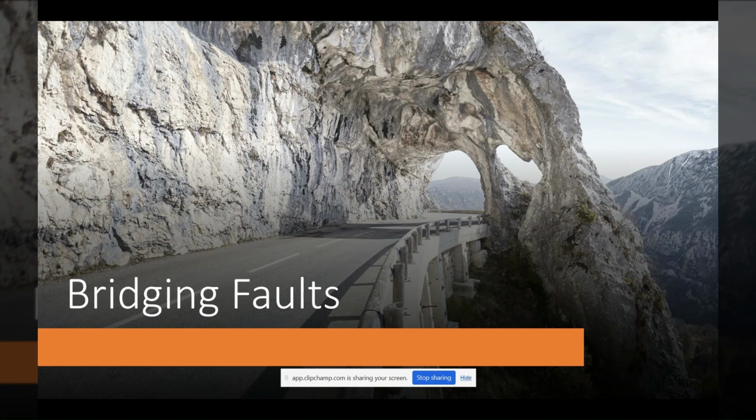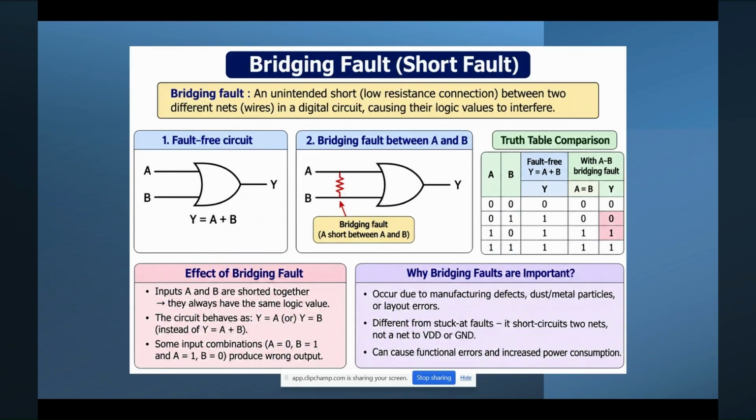In this video lecture, we will see about bridging faults. A bridging fault or short fault is an unintended short or low resistance connection between two different nets in a digital circuit, causing the logic values to interfere. So it is not like a stuck-at fault, which is stuck either to ground or to VDD. It is like a connection between two different nets in a digital circuit.